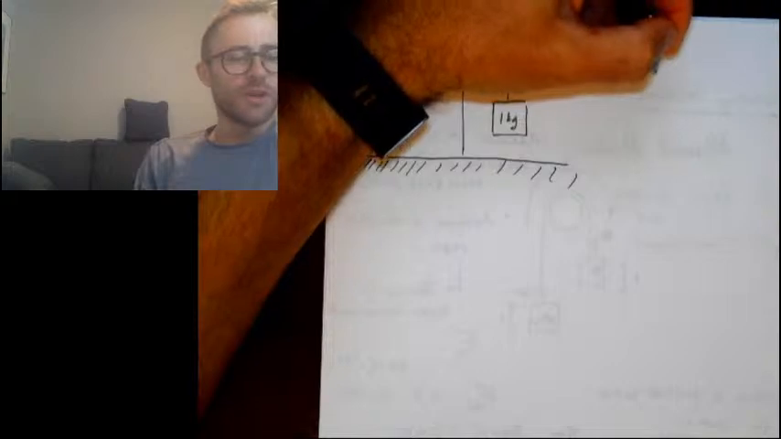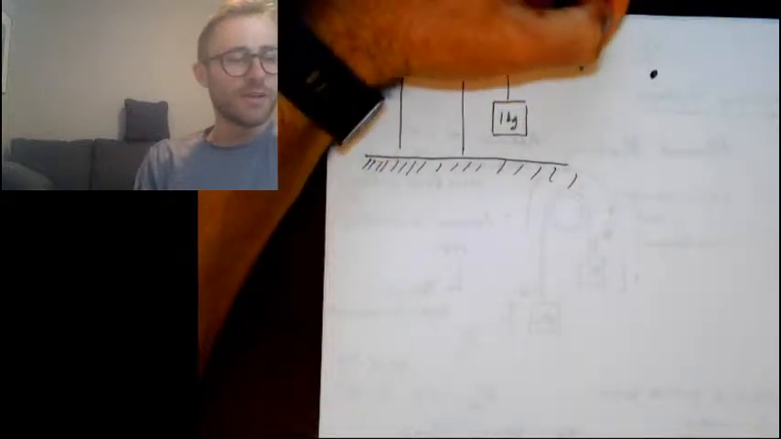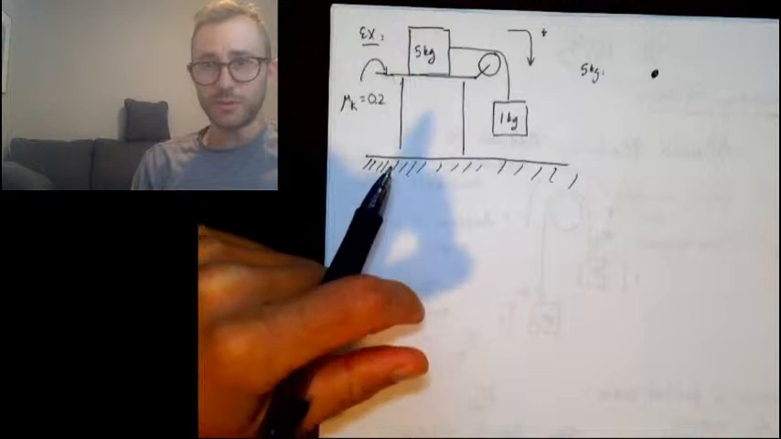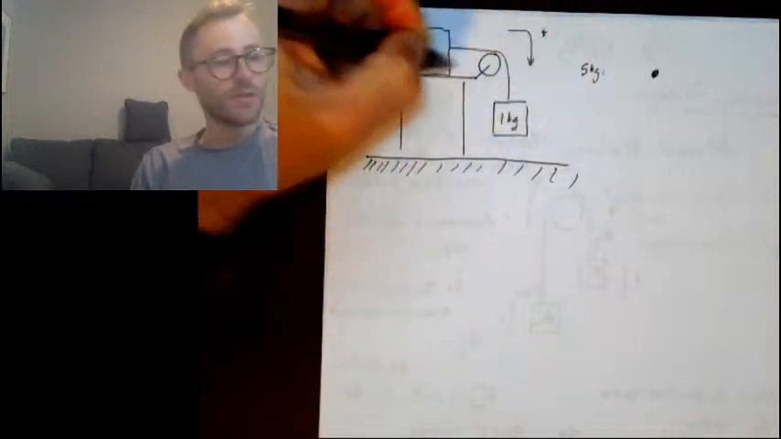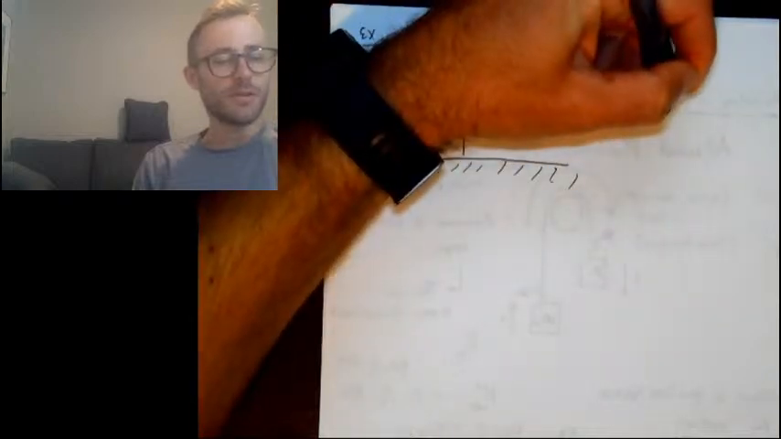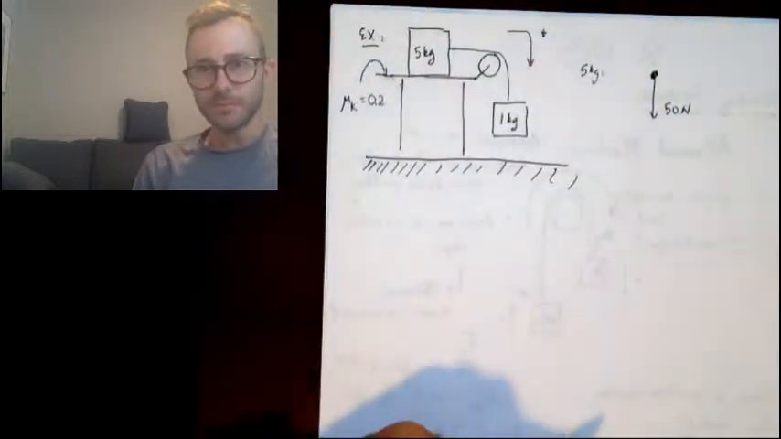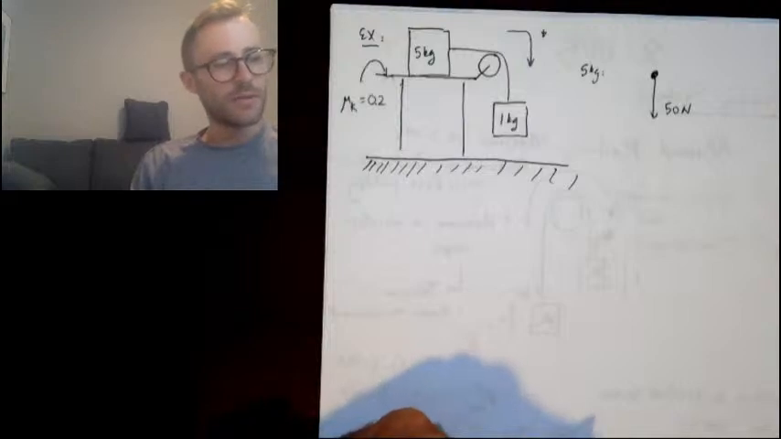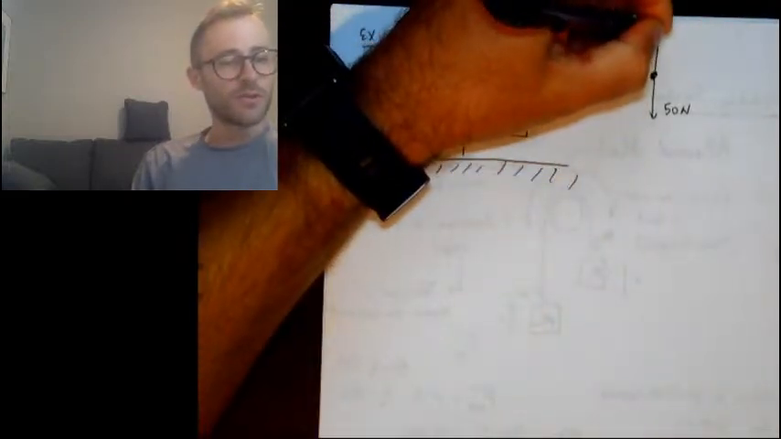So let me draw a free body diagram of the 5 kilogram mass. So free body diagram is just a picture of the forces, okay? The 5 kilogram mass is going to have 50 newtons going downward, okay? It's going to have the normal force going upward.